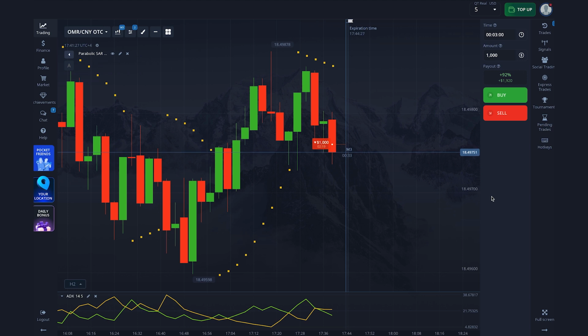If parabolic SAR shows more than 6 points or less than 3, this signals that the trend may be unstable and there is an unjustified risk. In such cases, it is better to refrain from entering, as the market may be too volatile or uncertain. Following these rules will help you avoid unnecessary risks and increase the likelihood of successful trading.